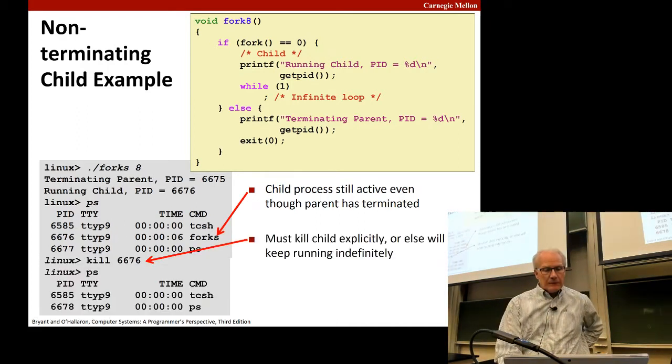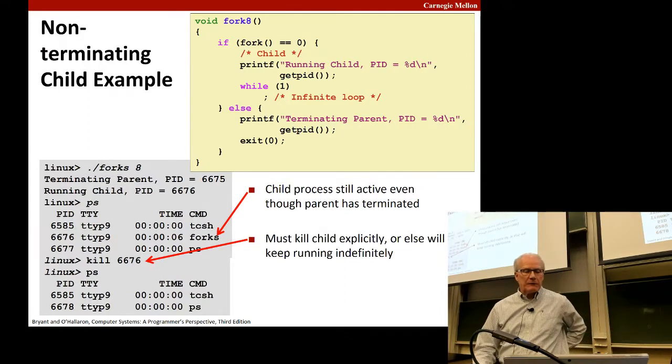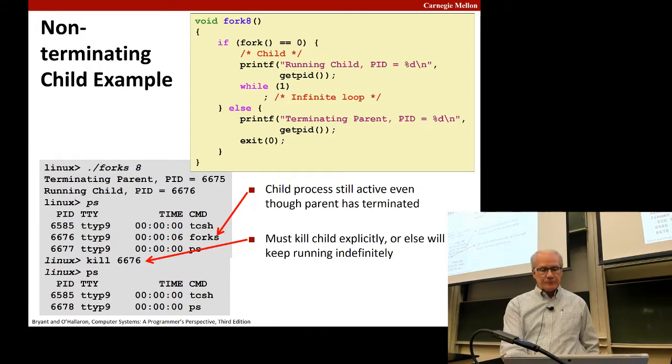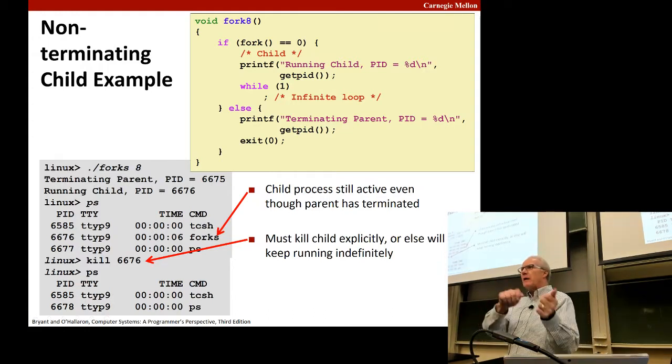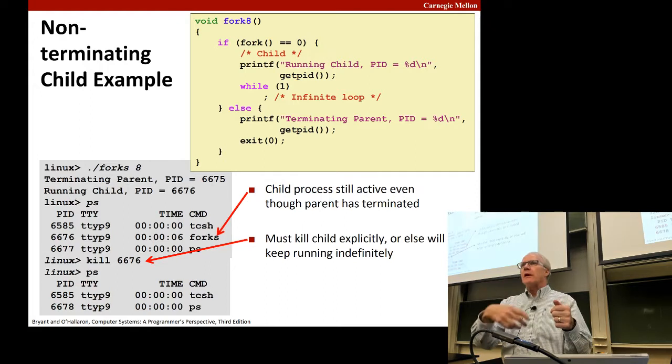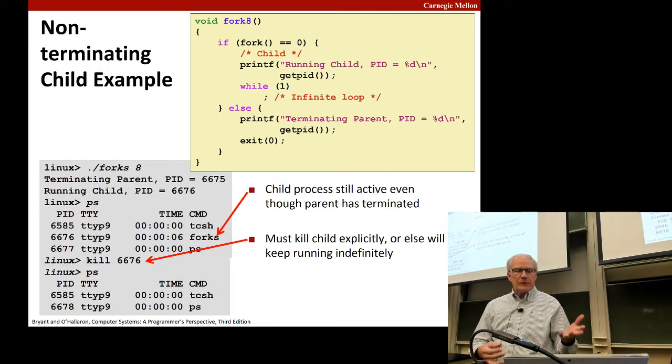The way to do that again would be, for example, to use the explicit kill command to the shell. So you see that the idea of a zombie only happens when a child exits but is not reaped by its parent. If the child runs forever, then even if the parent exits, that child will continue running.